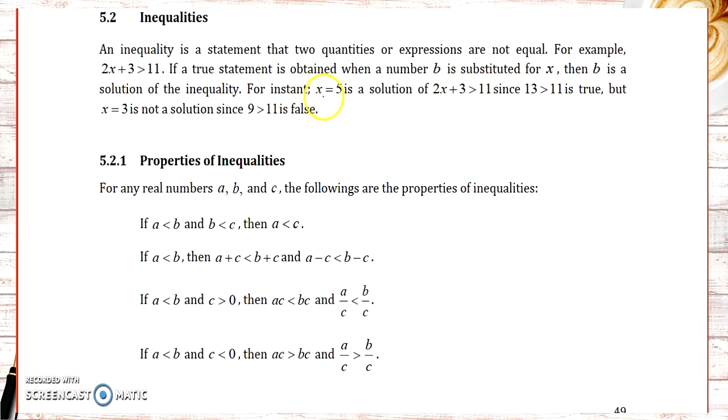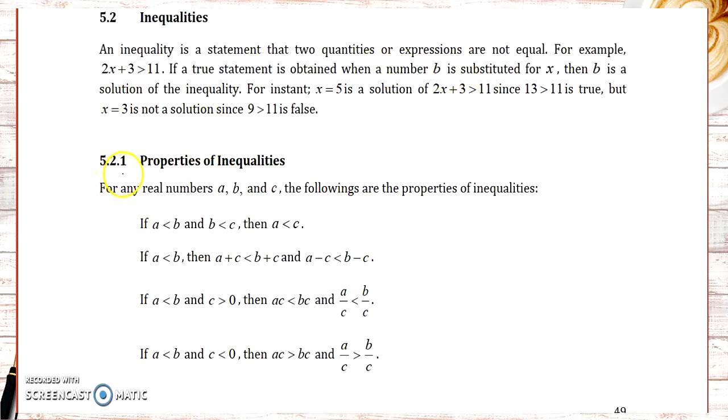How? We substitute x equals 5 into the left-hand side, and we get 13. And we know that 13 is greater than 11. X equals 5 makes this inequality true. However, if we substitute x equals 3 into this inequality, the left-hand side becomes 9. And 9 is not greater than 11. X equals 3 is considered not a solution to this inequality.